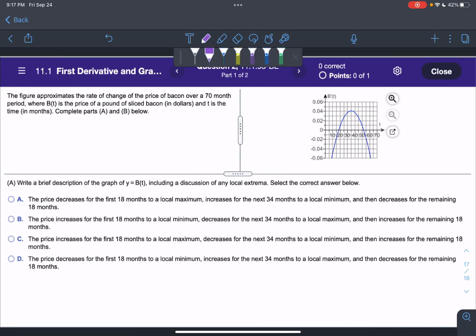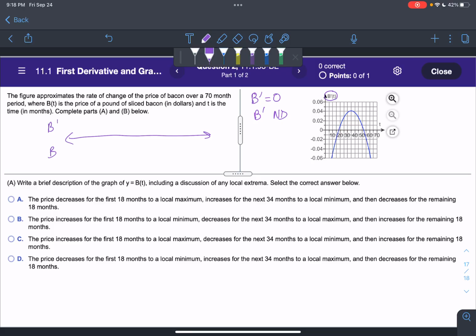Okay, so for this question, it approximates the rate of change of bacon, or the price of bacon over a 70-month period. And this graph, it kind of subtly has it here, but it's the graph of the derivative. All right, so let's make a sign chart, because we want to talk about B. So we're given B prime, but we want to describe B, our original function. So first we need to look at our partition points. Remember that the partition points are where my derivative is equal to 0 or undefined.